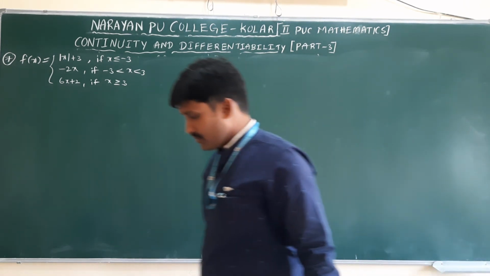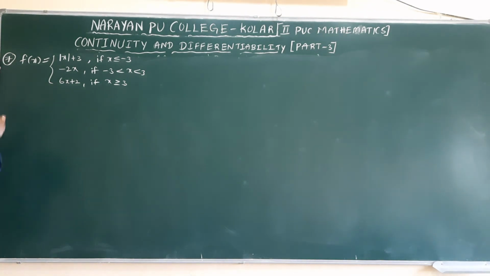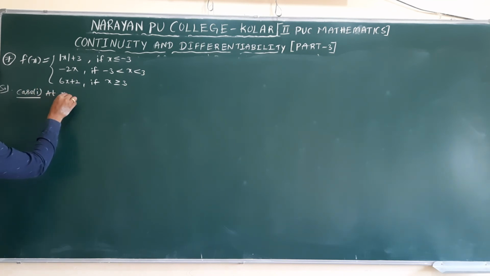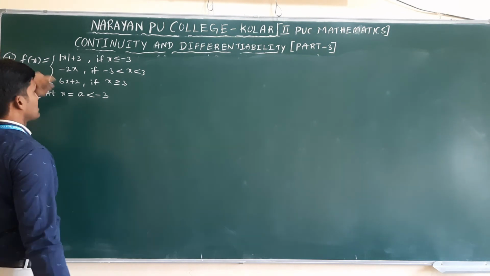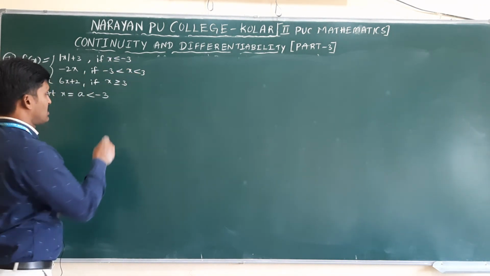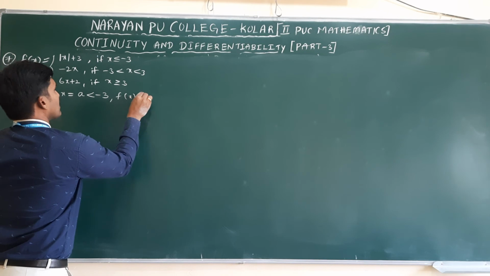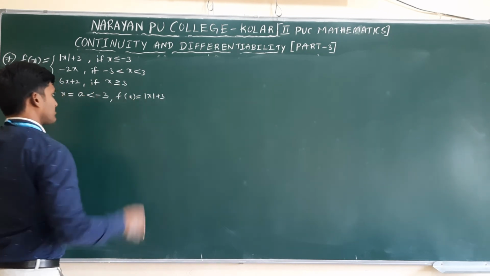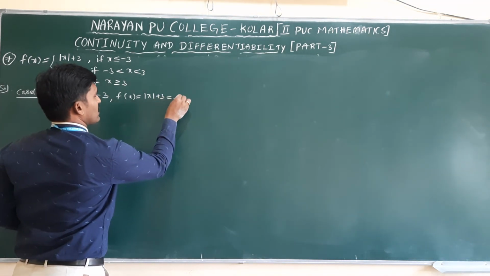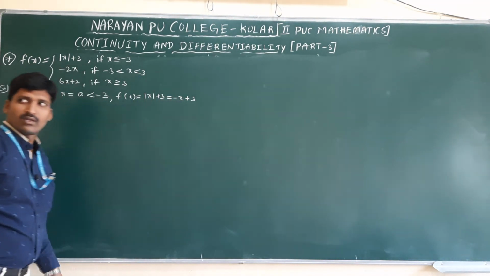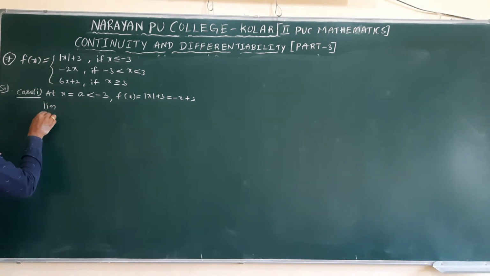Now first we will check at less than minus 3. Case 1: at x equal to a, clearly less than minus 3. Here I am taking a symbol because less than minus 3 has several real numbers. What is the function defined here? Clearly mod x plus 3. When x is negative, mod x becomes minus x, so minus x plus 3.